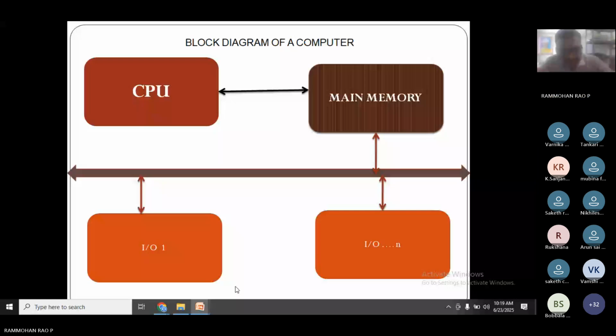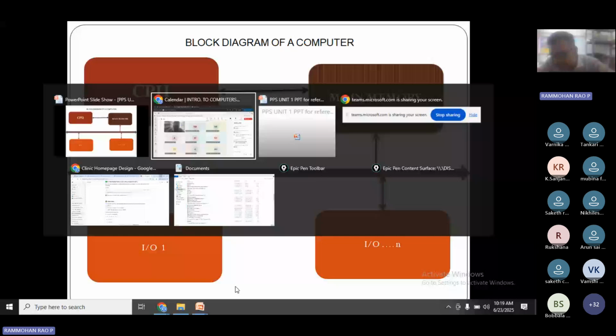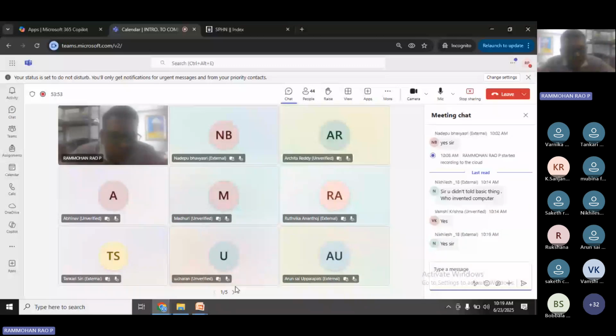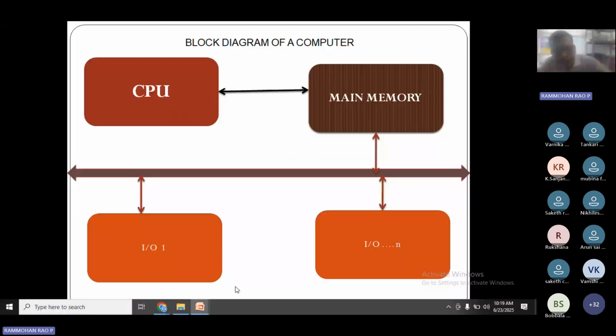So did I answer your question, Nikhilesh? Yeah. See, this is a very good habit that you are asking questions, and please continue this through your 4 years of engineering, because if you don't ask questions, nobody is going to explain things elaborately, right? So let us go back and continue.